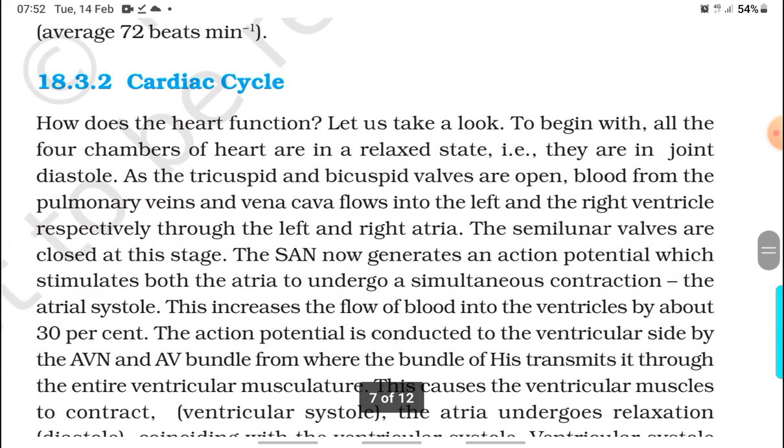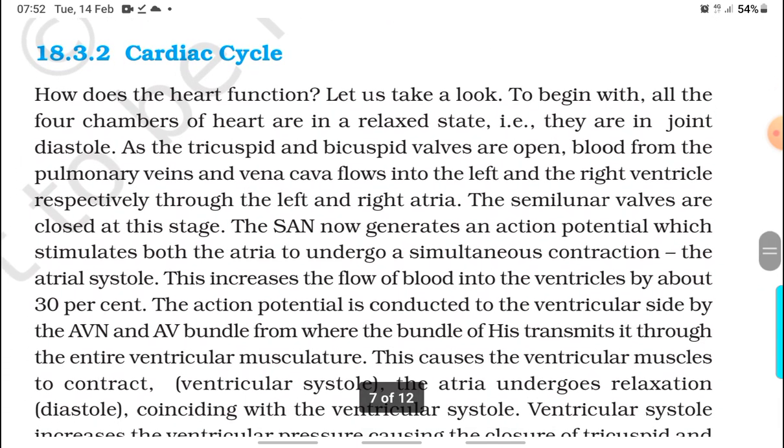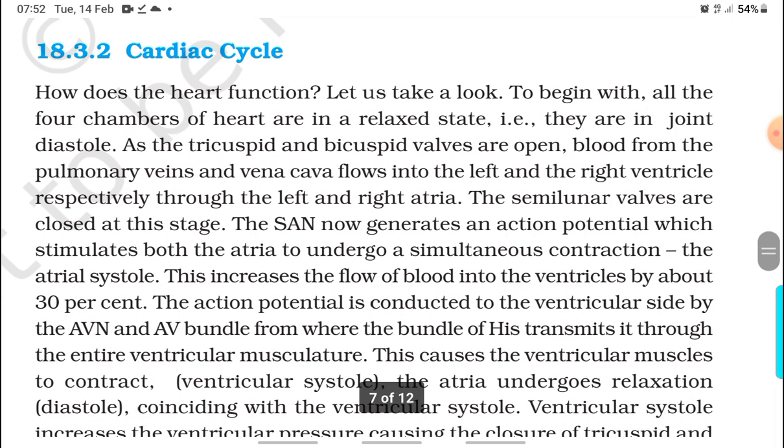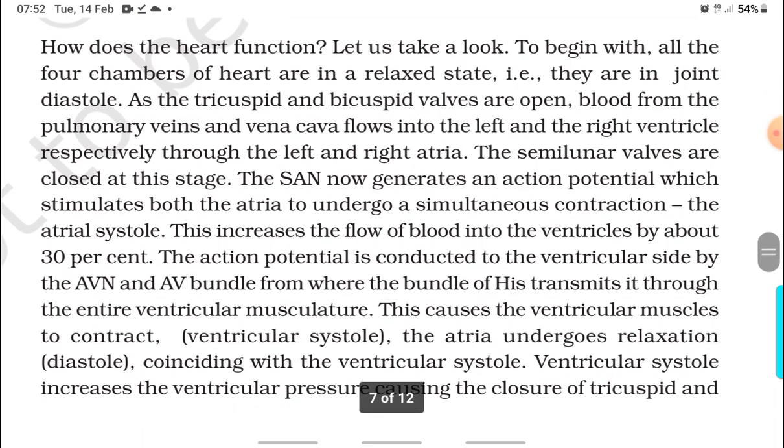Cardiac cycle. How does the heart function? Let us take a look. To begin with, all the four chambers of the heart are in a relaxed state, that is, they are in joint diastole. As the tricuspid and bicuspid valves are open, the blood from the pulmonary veins and vena cava flows into the left and the right ventricle respectively through the left and right atrium. The semilunar valves are closed at this stage.